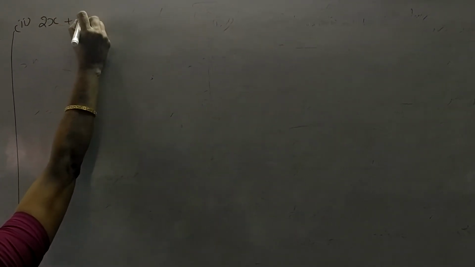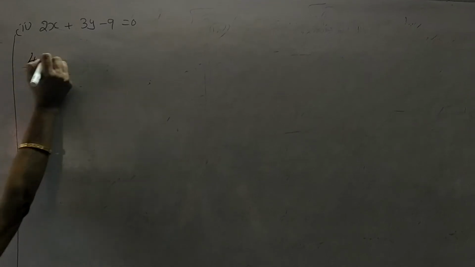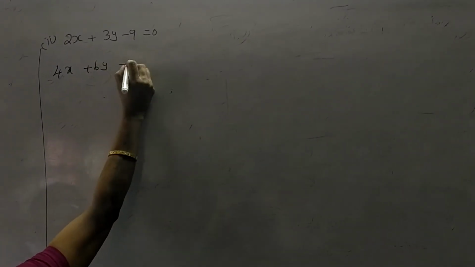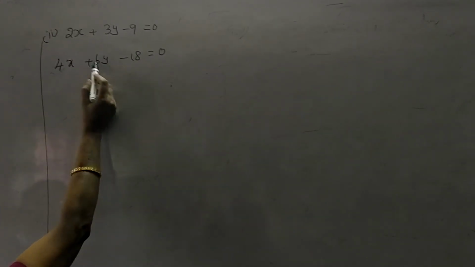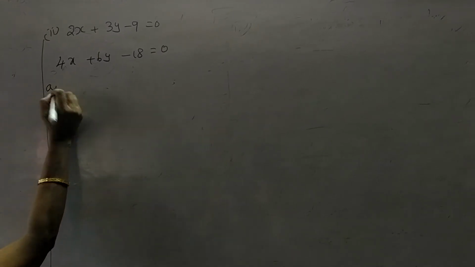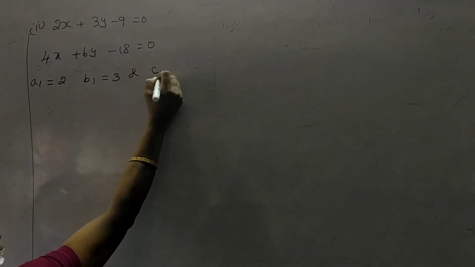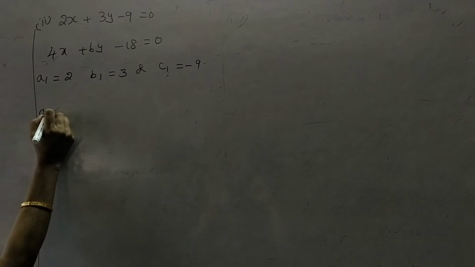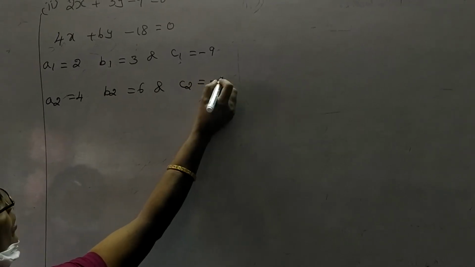Now we take the second example. Consider 2x plus 3y minus 9 equal to 0, then 4x plus 6y minus 18 equal to 0. Check whether it is expressed in the standard form or not. Yes, they are in the standard form. So, identifying a1 is 2, b1 is 3 and c1 equal to minus 9. a2 is 4, b2 is 6 and c2 equal to minus 18.